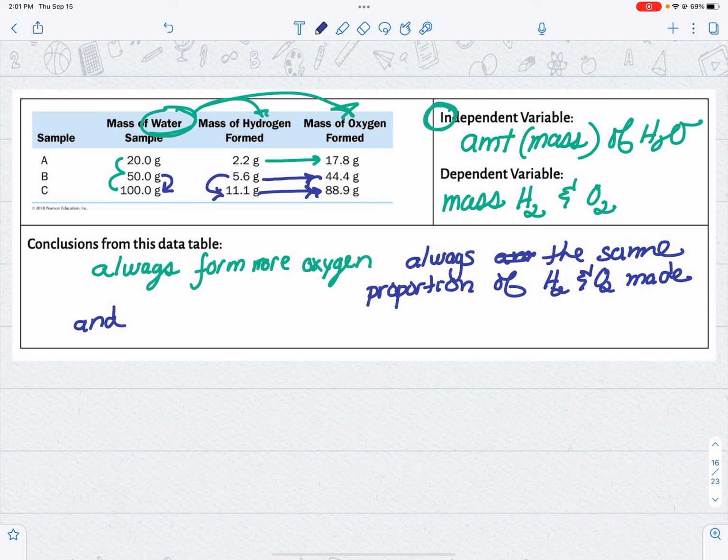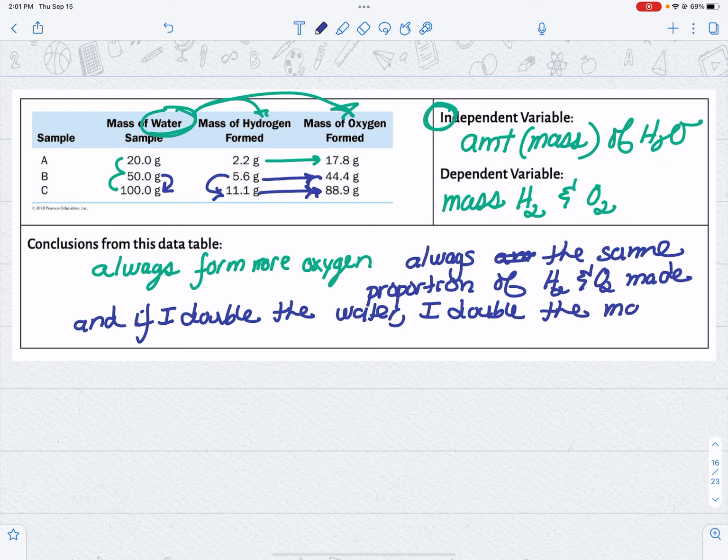And if I double the water, I double the mass of hydrogen and oxygen. Those are the conclusions that I can make by looking at this data table.